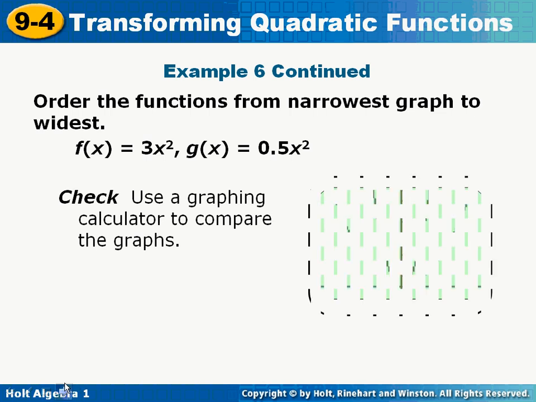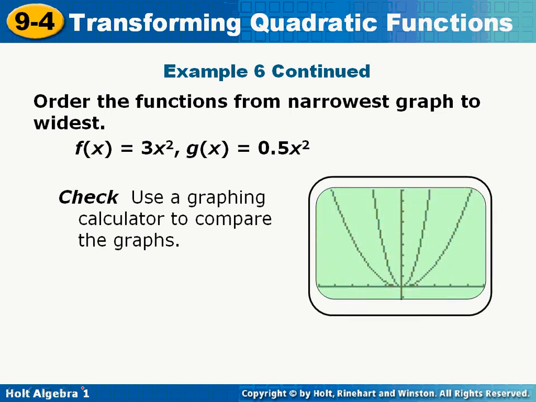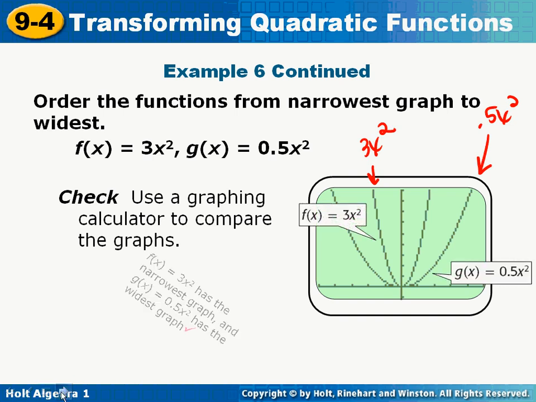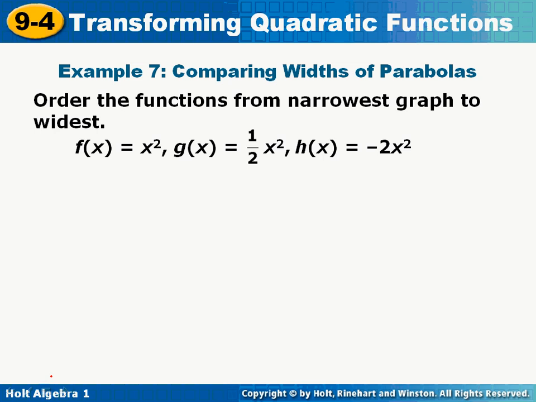Now you could look at a calculator to check these. And if you look right here, you can see, take a guess at which one this is. You are right. This is going to be 0.5x squared, and the more narrow one is 3x squared. Oh, there they are labeled. All right, let's try one more and see how this goes.